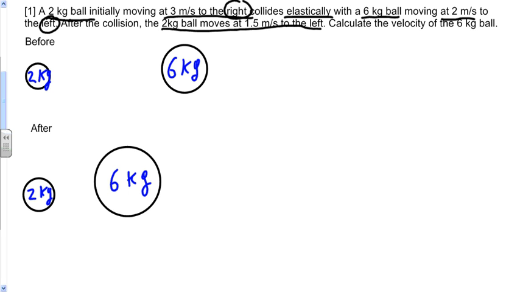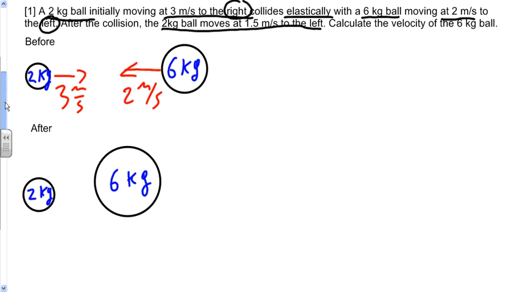So what I find is most helpful for solving these problems is to draw a diagram. You can see here I have a diagram before and after the collision. I've labeled the masses of both balls, and now I'm going to go ahead and label and draw their velocities. The 2-kilogram ball has a velocity directed to the right of 3 meters per second, and the 6-kilogram ball has a velocity directed to the left at 2 meters per second.